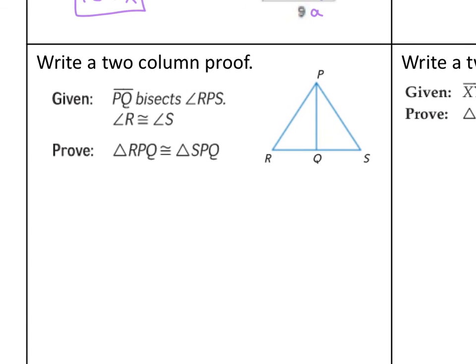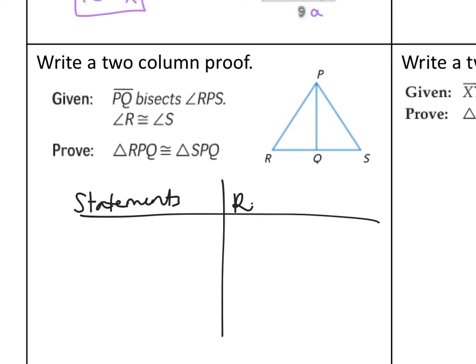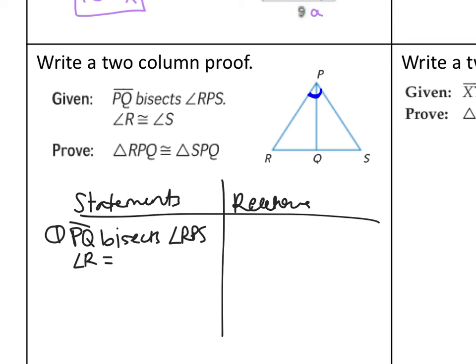Two-column proof. This one, I promise, is not bad. So statements and reasons. Statements always start with your given information. So PQ bisects angle RPS. We're going to doodle that out a little bit. We have RPS right here, and it's being bisected by PQ. Also, we are told that angle R is congruent to angle S. So again, I'm going to label that on my triangle. R and S are congruent.